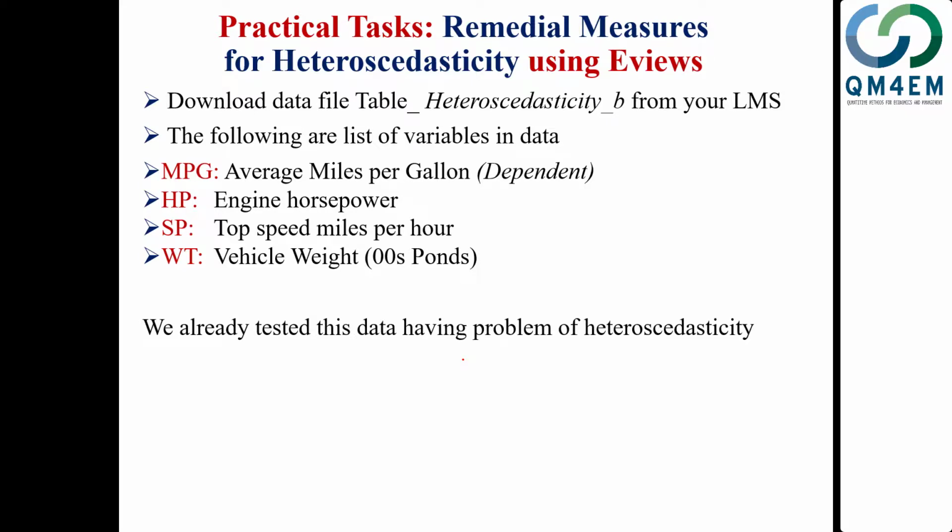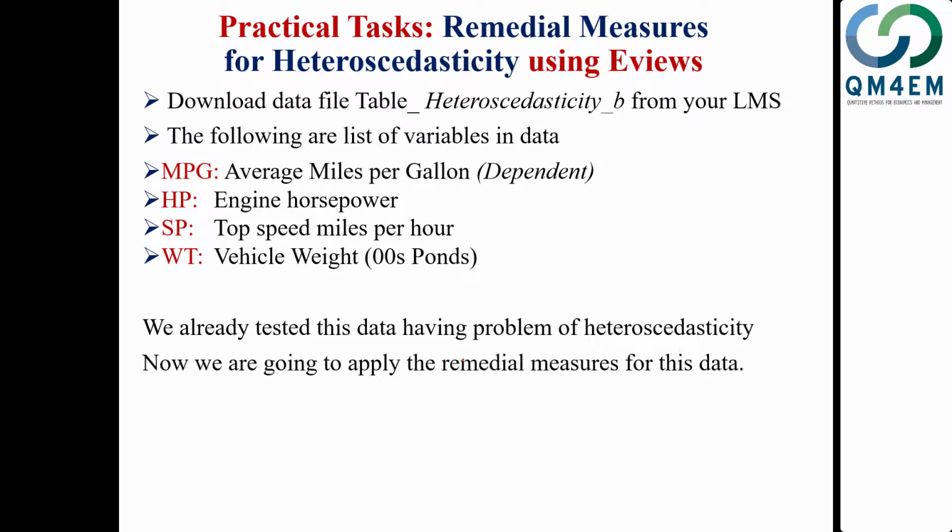And we already ran a model in which we regress the average miles per gallon on HP, SP, and WT, the three explanatory variables, and last time we applied the statistical test for heteroscedasticity, and it confirmed that there is a problem of heteroscedasticity in our data. So now we have studied the remedial measures for heteroscedasticity. We are going to use this data and see how we can solve, or try to solve, the problem of heteroscedasticity using the remedial measures which we discussed a while ago. So I'm going to apply all these remedial measures for this particular data.